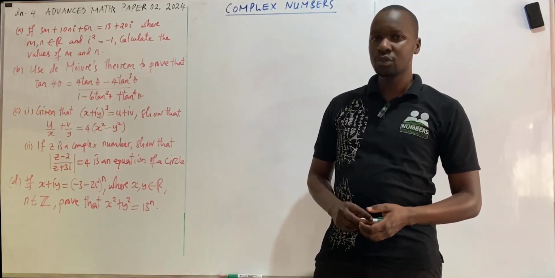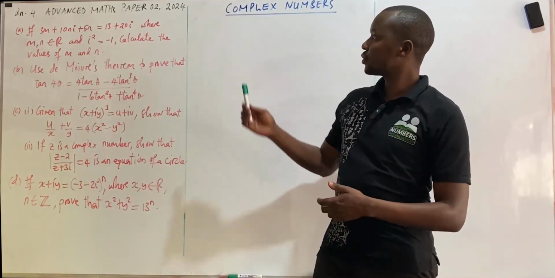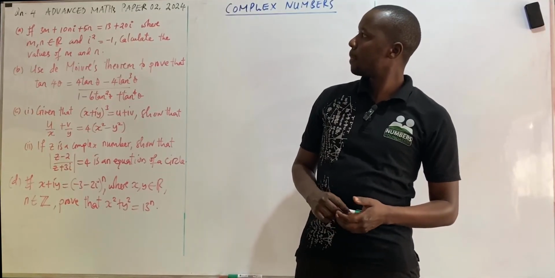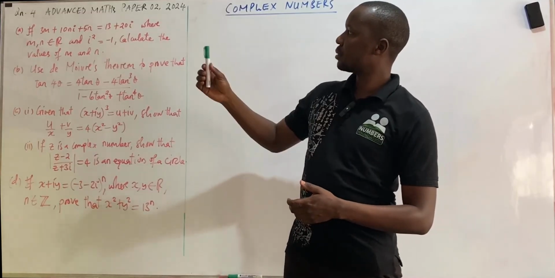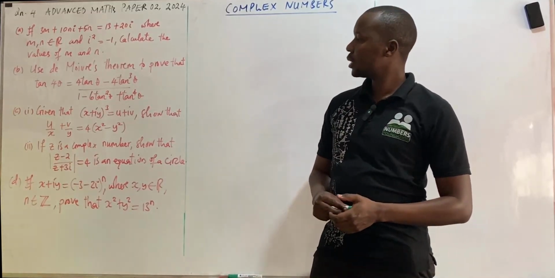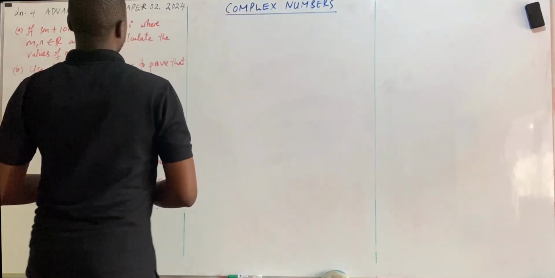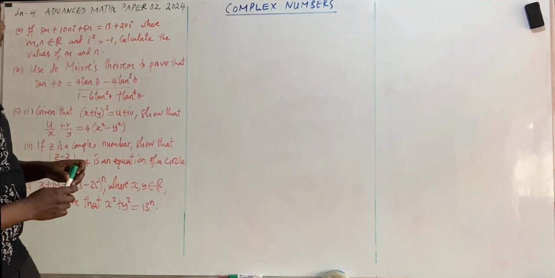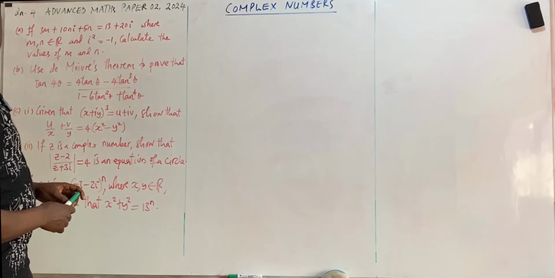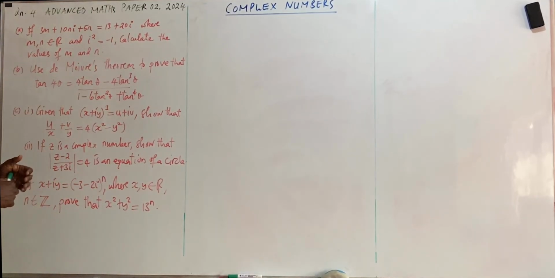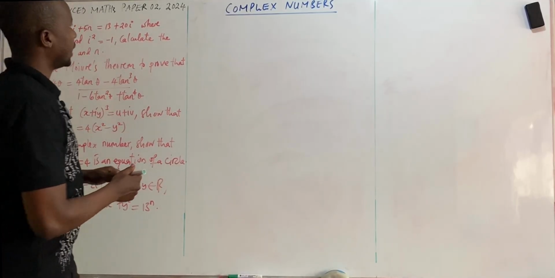My name is Shaban Mchomv, and today we are going to see a question on the topic of complex numbers, particularly advanced mathematics paper 2. Now let's see a question that appeared in this advanced mathematics paper 2 in the year 2024. The question contains 4 parts, A, B, C, and D. Now let's start with part A.